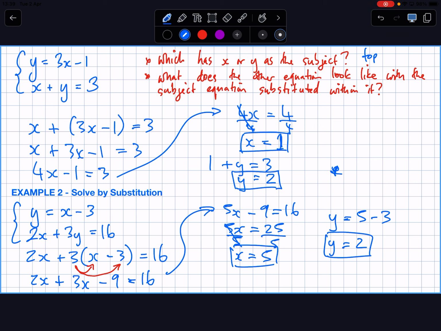That's your solution. If you ever have time, if you want to flex on people during your test and go back and check, well, check if your solutions agree with everything. If you have told me y is equal to 2, well, 2 is equal to x is 5, 5 take 3, that's a true statement. If you want to check the bottom one, 2 times by 5 is 10, plus 3 times by 2 is 6, 10 plus 6, 16.